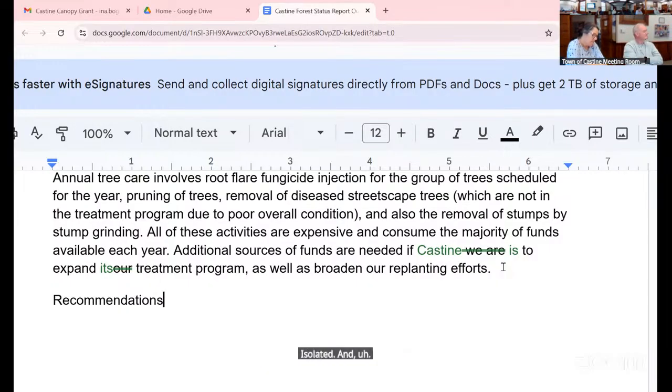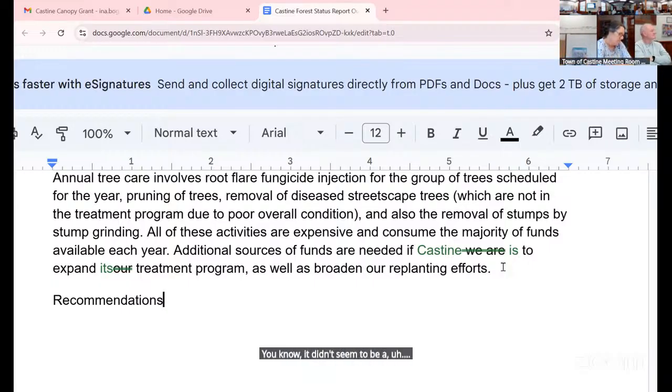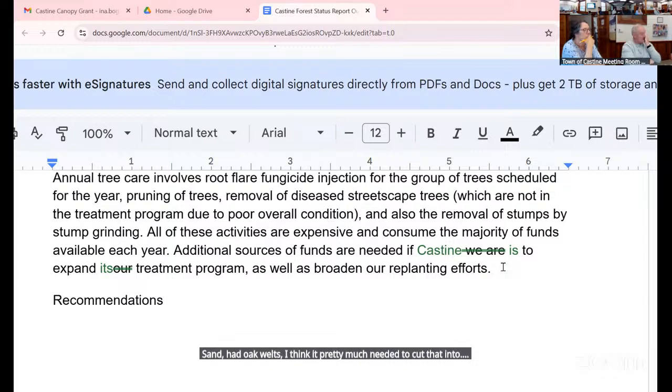And they had a lot of oak trees. So, there's my experience. They've had oak wilt out there for a long time, so it didn't seem to be a debilitating problem. If you had a stand that had oak wilt in it, you pretty much needed to cut that to isolate, get rid of the root contact.